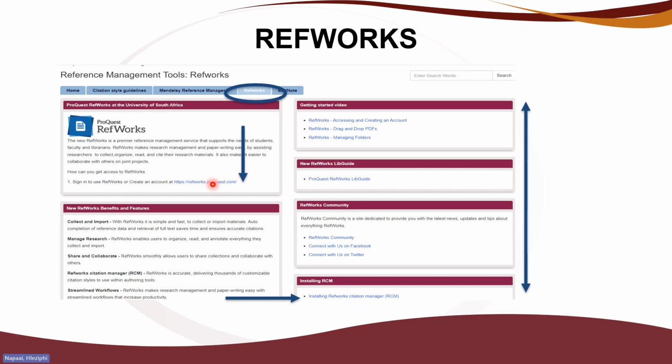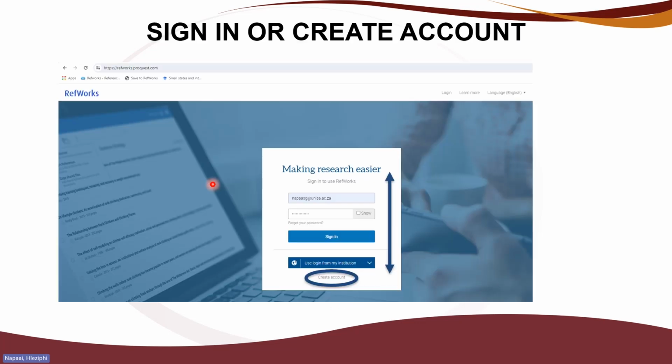So when you click on that link, or if you go to our A to Z list and just click under RefWorks, you will arrive at this particular page if there are some of you who don't have an account. And if you create this account, please note it has to be your MyUNISA credentials, because these are subscribed databases. You can't use a private email when you create these accounts. So you click on that create an account.